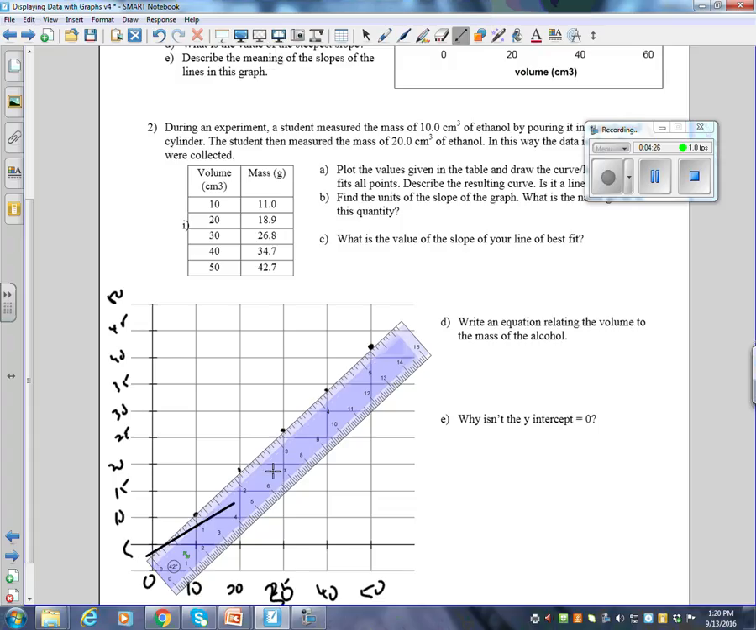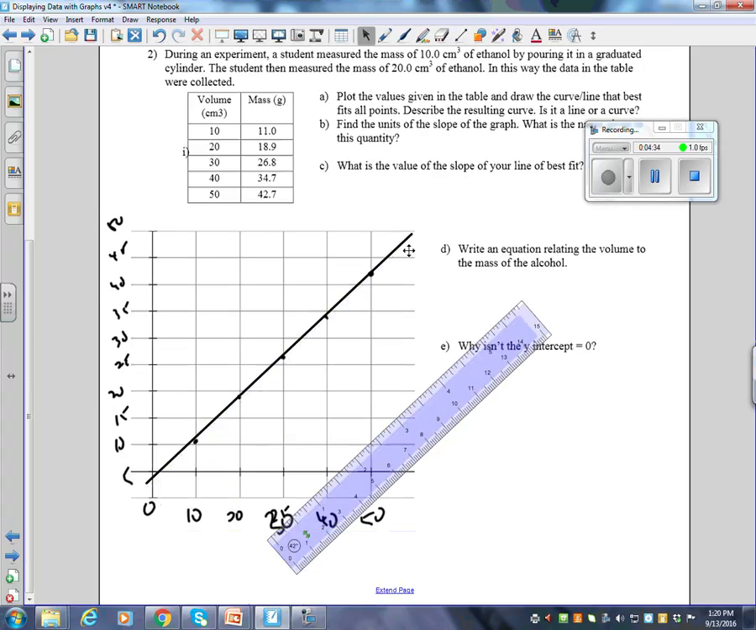Again, you do not connect the dots. Do not connect the dots. You just did. No. I did not do this. I didn't connect them with a series of lines. I drew a single line. There is a difference. I drew a single line. I did not connect them with individual lines.